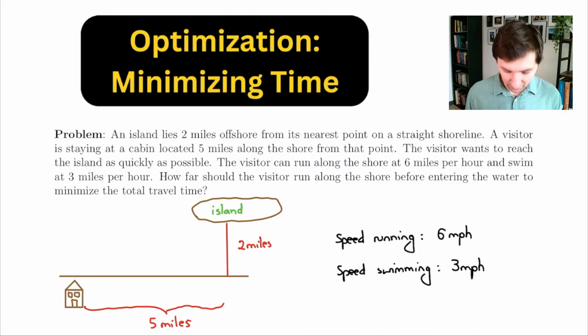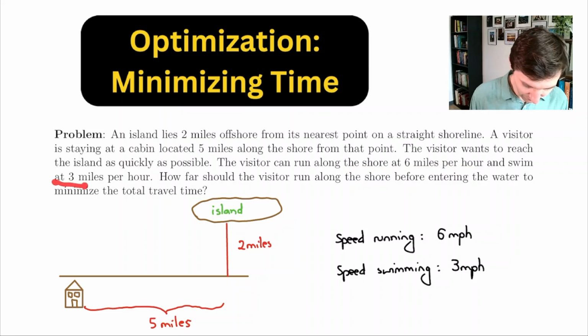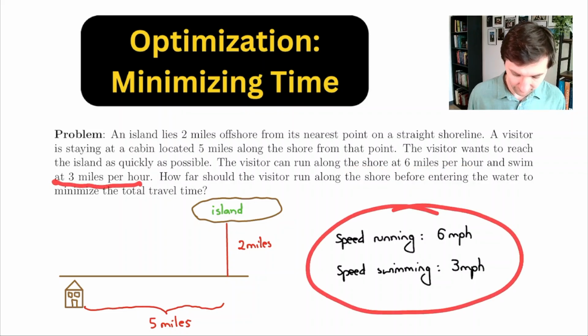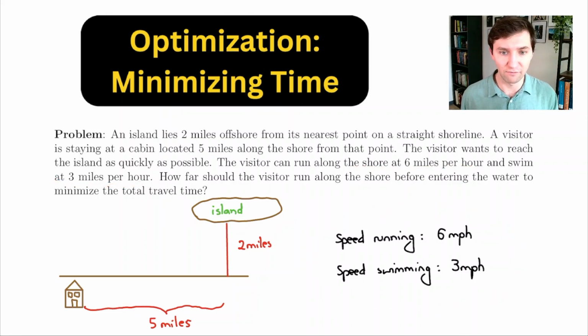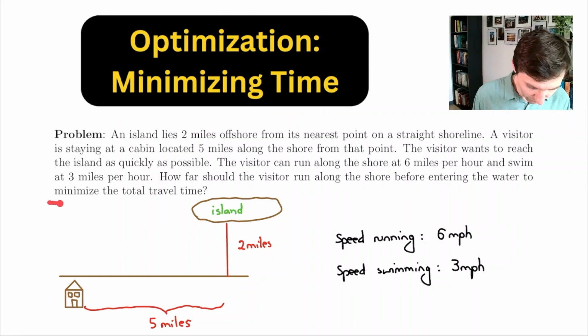The visitor can run along the shore at 6 miles per hour and swim at 3 miles per hour. How far should the visitor run along the shore before entering the water to minimize the total travel time?